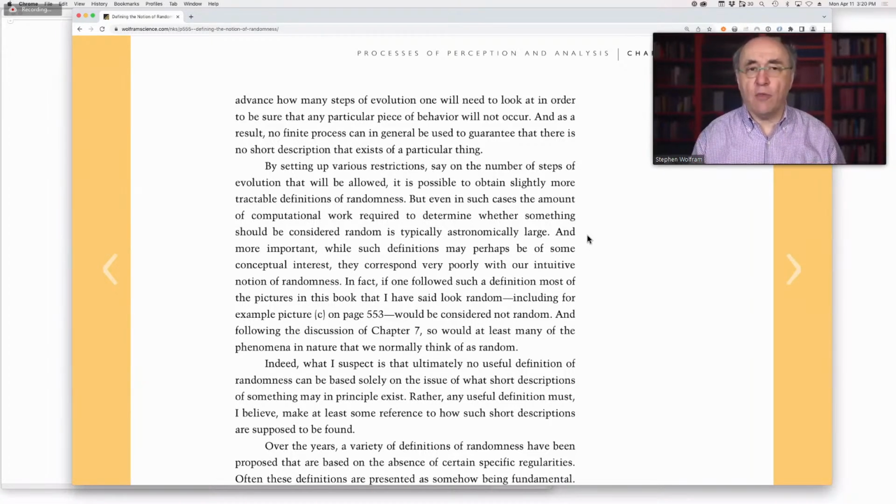But in the definition that we're choosing to use, there is a more practical definition of, does it seem random with respect to our actual methods of perception and analysis? That is something that we can expect to be able to answer by considering models of our actual methods of perception and analysis.